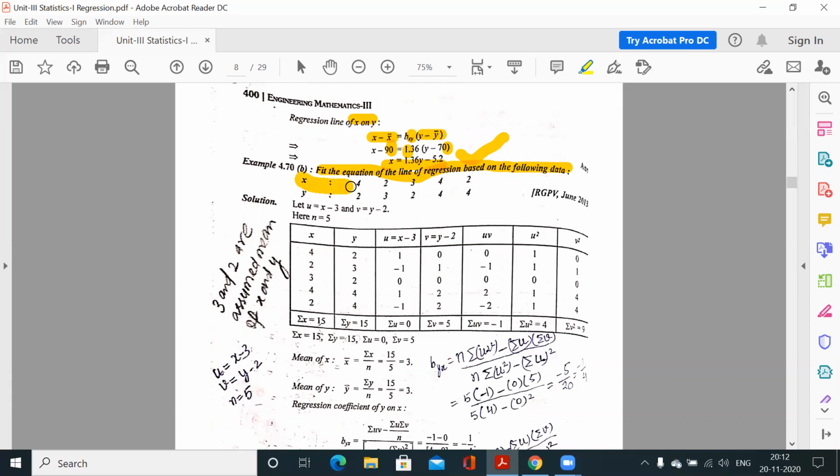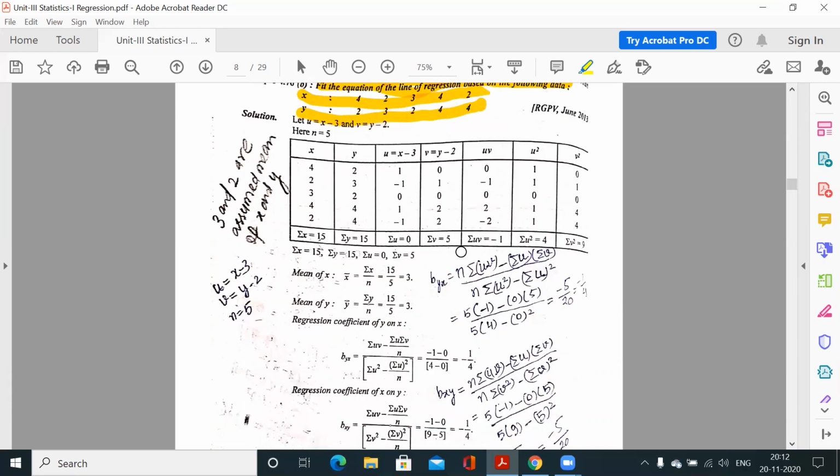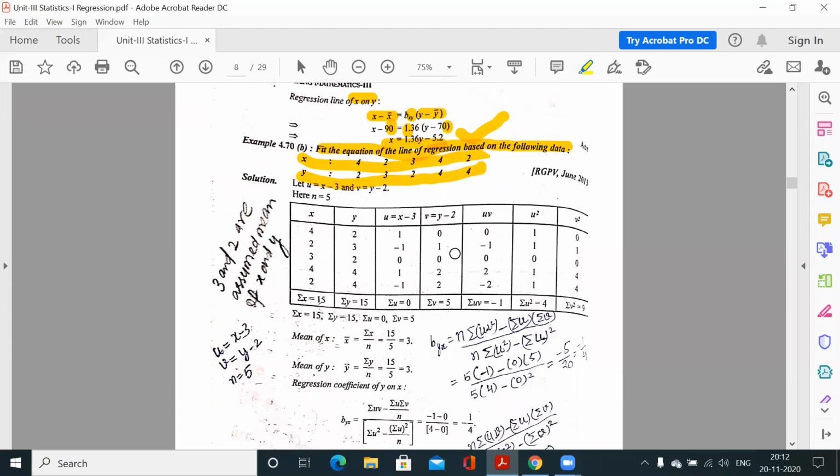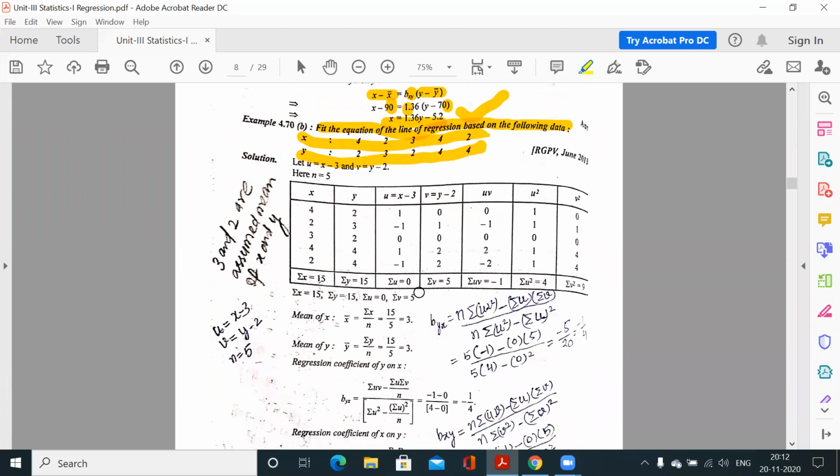So these are x values, these are y values. Otherwise there is no problem. You can use the actual mean or you can use the assumed mean, because in both cases we will get the same answer. We have proved that using the change of origin will not change our answer. So just to illustrate how to solve using assumed mean, I'm solving this question.